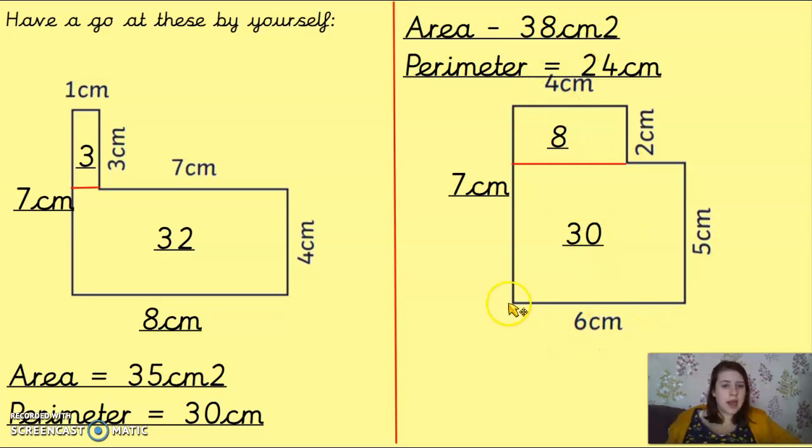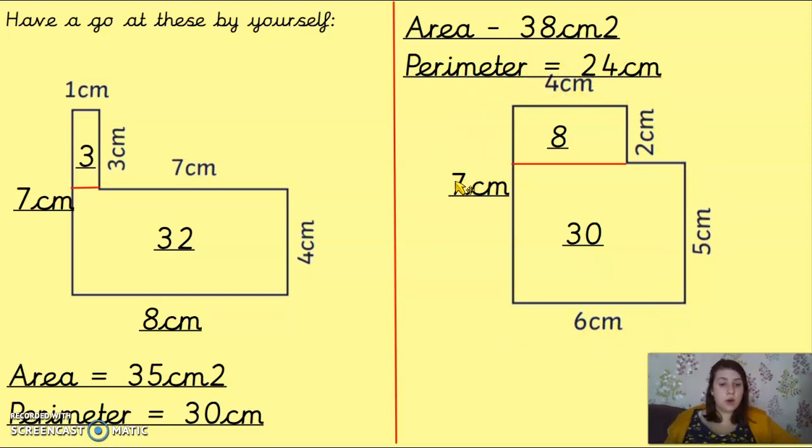And I only need to work out 1 missing line, which is this one up here. I know from here to here, it's the same as this side, so 5 centimetres. And from here to here, it's the same as this side, so 2 centimetres. 5 add 2 gives me 7. And then when I add them all together, I get 24 centimetres.